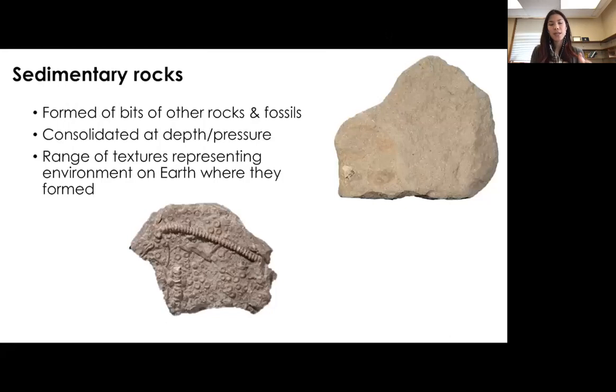And they have a range of textures within them, which is going to represent where on Earth they were formed, or if you were going to a different planetary body, where on that planet and what type of environment on that planet were these rocks formed in, right? So these are 2 examples here where this lower one contains a lot of fossils, and that tells us where this rock was originally formed based on where we can find those fossils today.